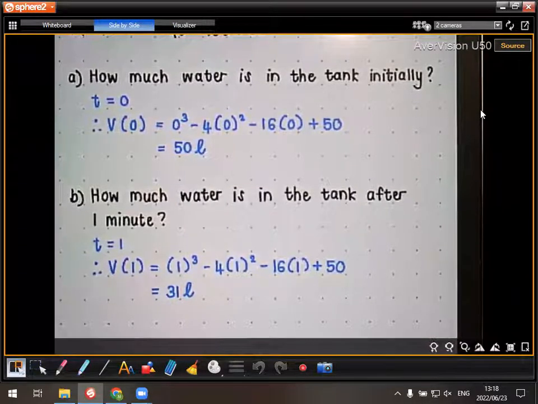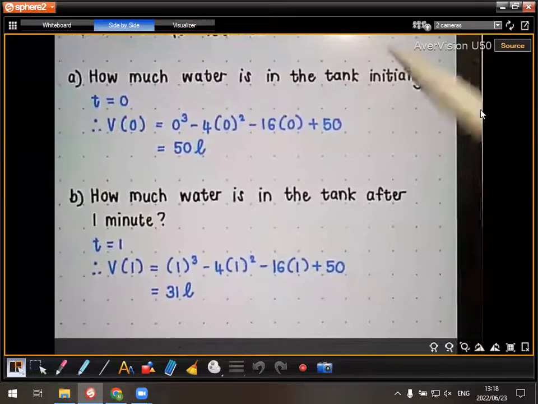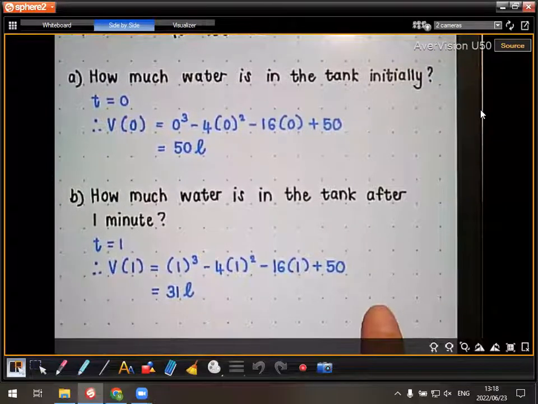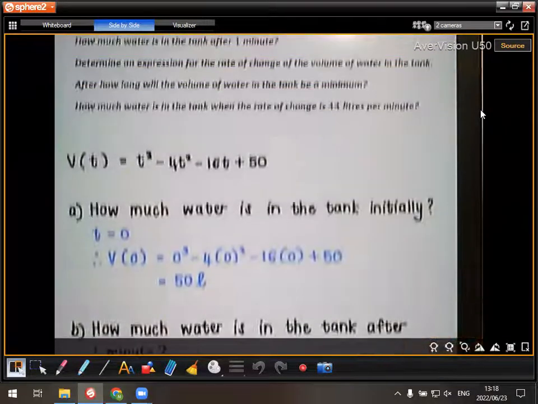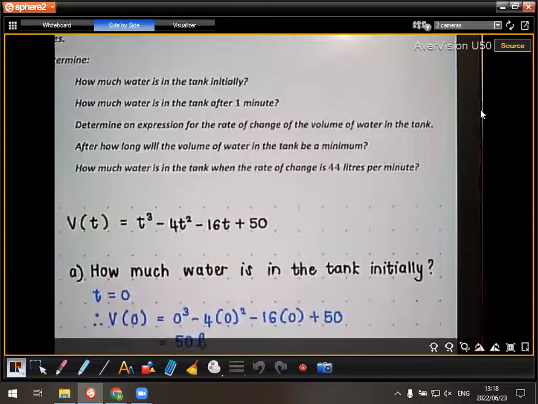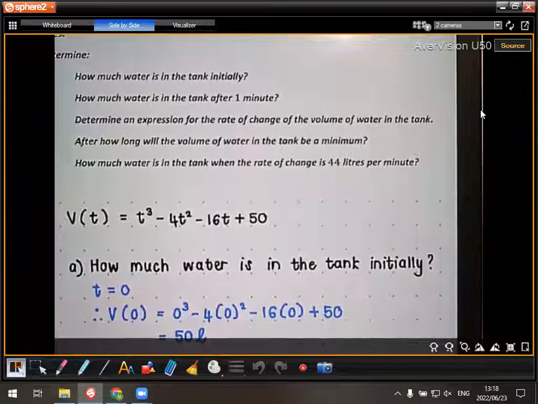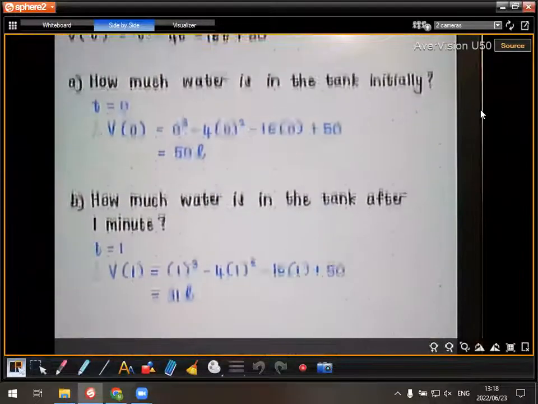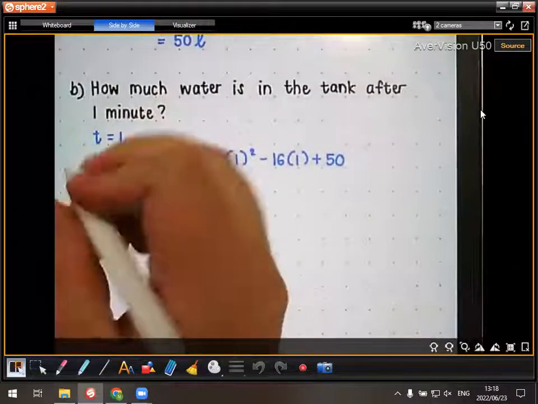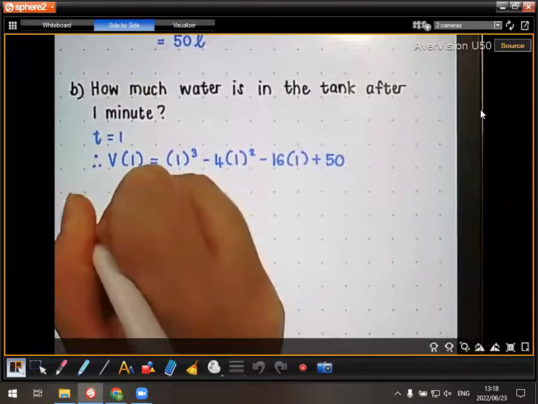All right. So then they could now also ask us, I'm actually not sure if that is the next question, but do we notice that in 1 minute, this tank has lost, what's that, 19 liters of water, right? That could also be a question that they could ask us. Let's just quickly go back up to the questions. Determine an expression for the rate of change of the volume of water in the tank. Okay, so now we're getting to rate of change. So that is C. I'm also just going to write it down.